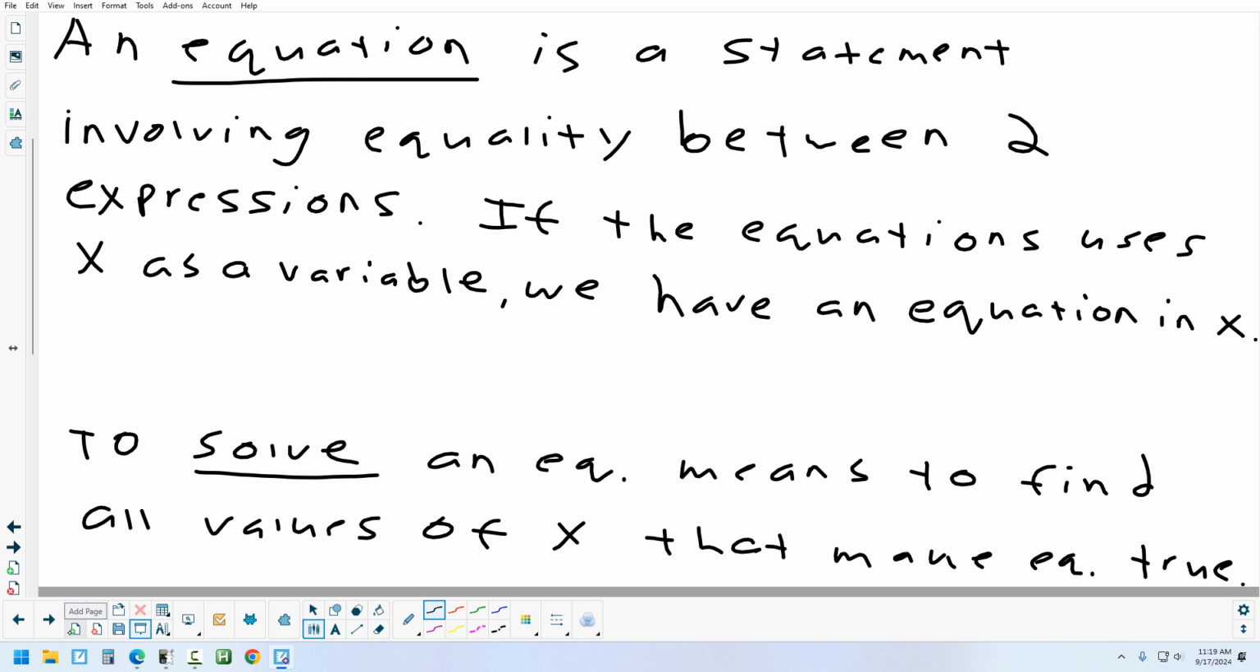At most. Natalie? Yeah, at most it could have 1. A quadratic could have at most, yeah, 2. Could have 1, could have none that are real. And for now, we're only talking about real numbers.